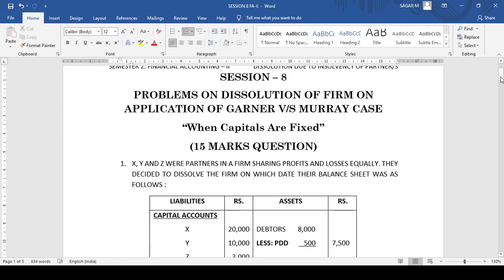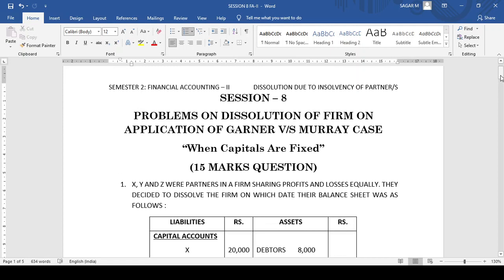In the previous session, I discussed exercises on preparation of books of accounts on dissolution of firm due to insolvency of a partner, wherein the capitals were maintained under fluctuation method.